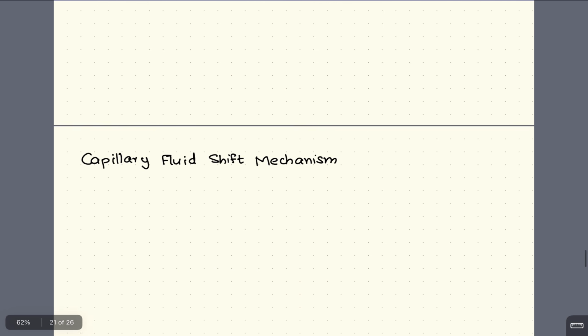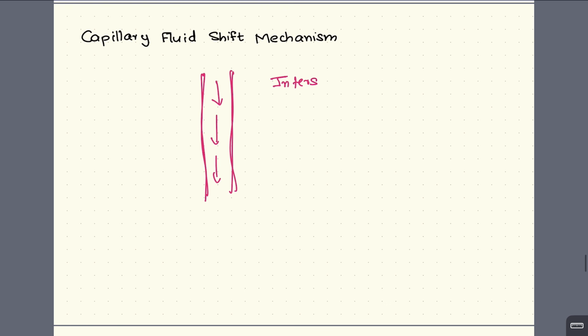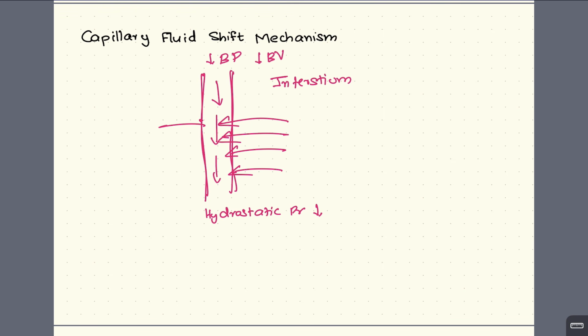Next is the capillary fluid shift mechanism. Suppose this is your capillary, and blood is flowing through this, and this is your interstitium. Now because of a decrease in BP or a decrease in blood volume, what happens? Hydrostatic pressure decreases, and because of the decrease in hydrostatic pressure, fluid from the interstitium enters the capillary. That's all about the capillary fluid shift mechanism.